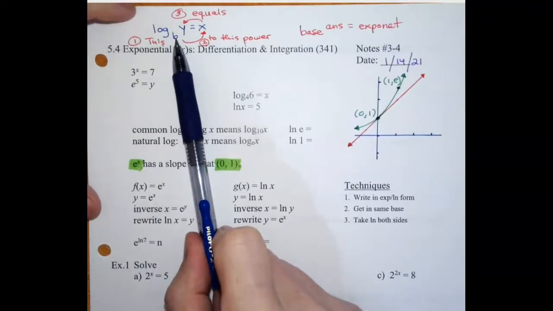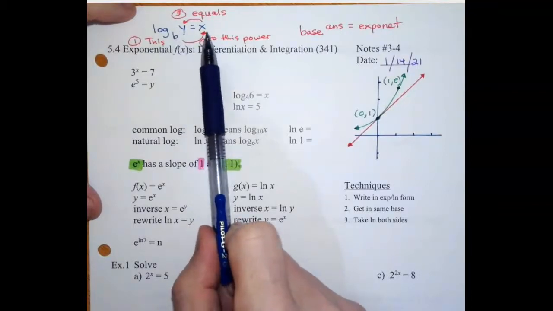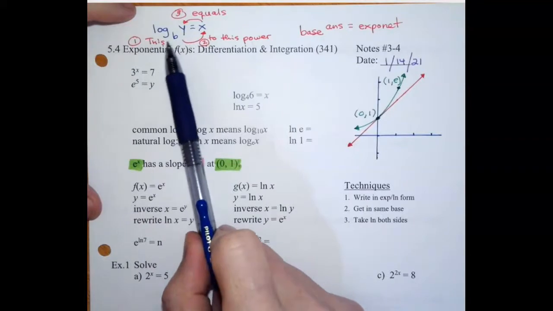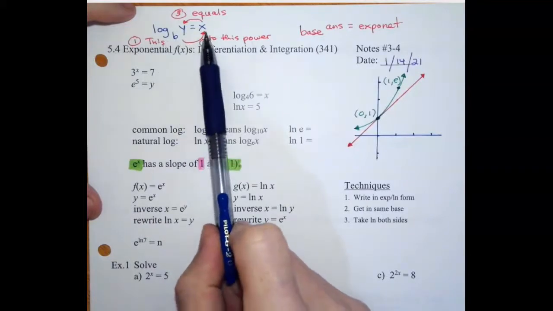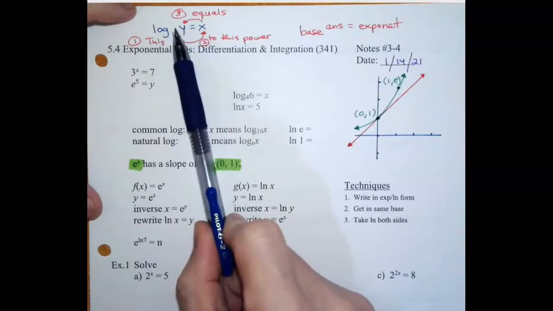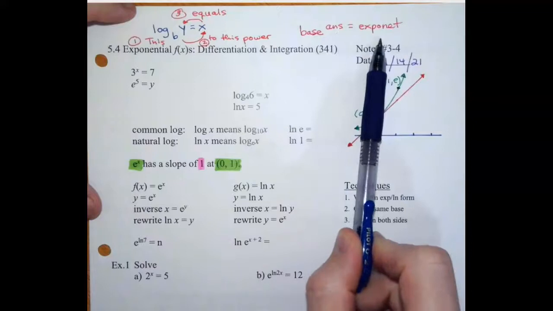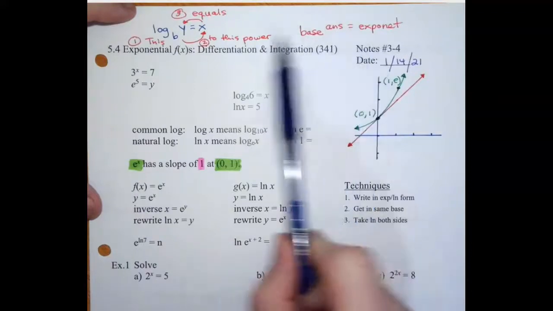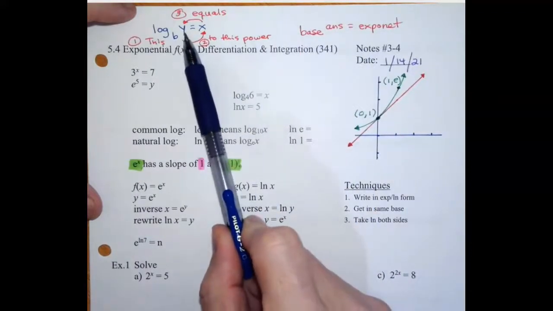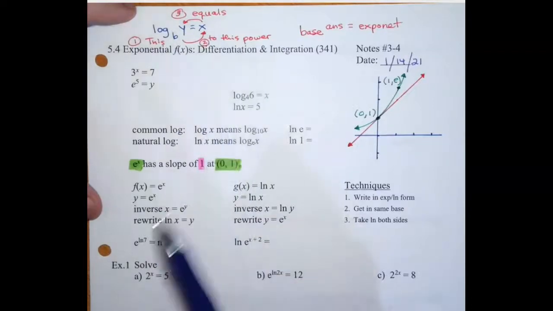Log base b of y equals x. So the way I think about that is this to this power equals this. I always start down here and then I just go around like that. Some people think of it as the base, the answer, and the exponent. Your base is down here. That's the answer, and that's the exponent to rewrite it.